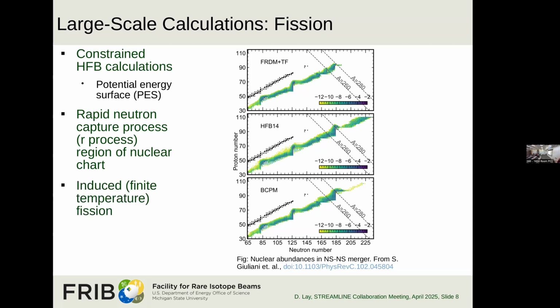And then on top of that, you're not always just interested in spontaneous fission. Induced fission plays an important role as well. And then you can imagine that as another coordinate you have to scan over. So for these things, you're doing an awful lot of HFB calculations.